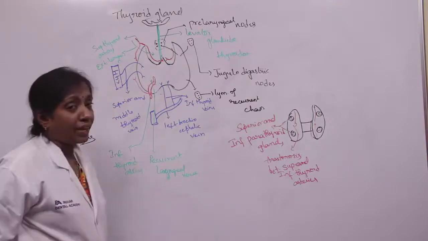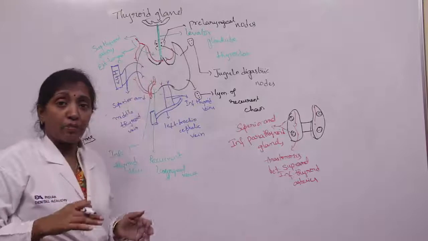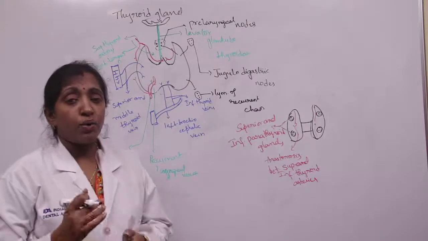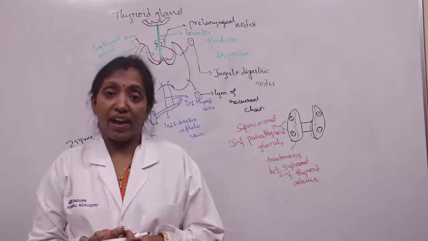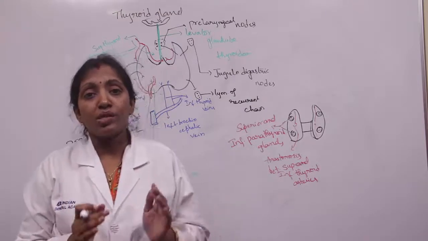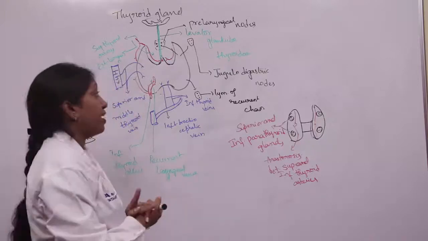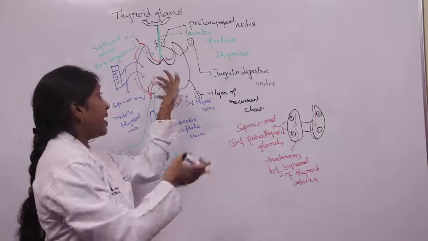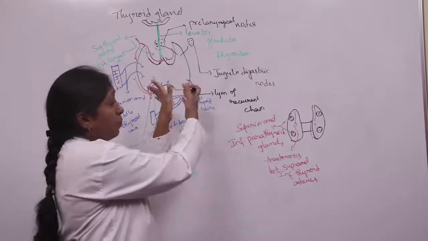So coming to the thyroid gland, it is covered by a true capsule and a false capsule. The true capsule is derived from the condensation of the fibrous stroma of the gland. And the false capsule is derived from the pretracheal fascia. The pretracheal fascia splits to enclose the gland into an anterior layer and a posterior layer.